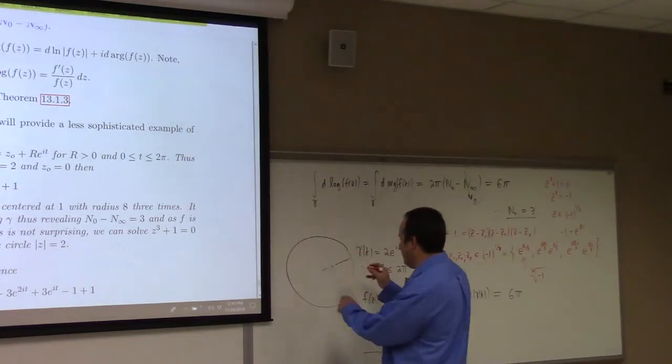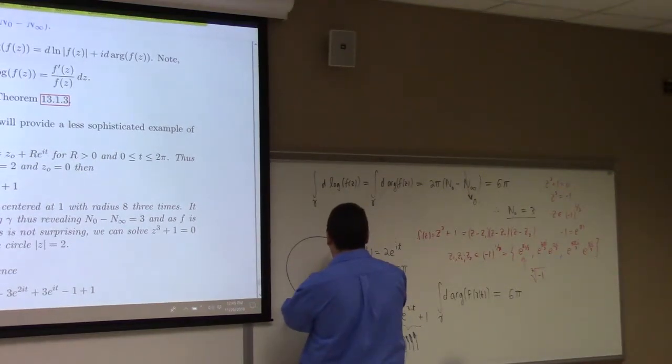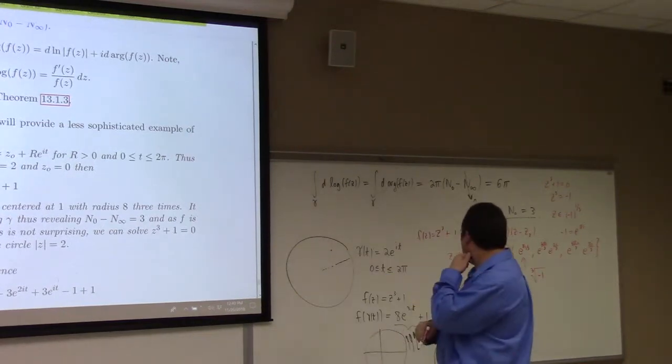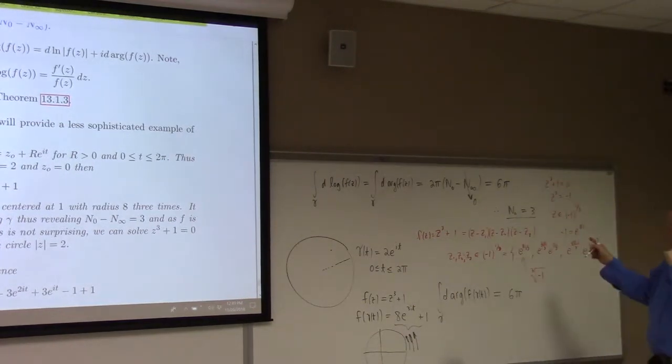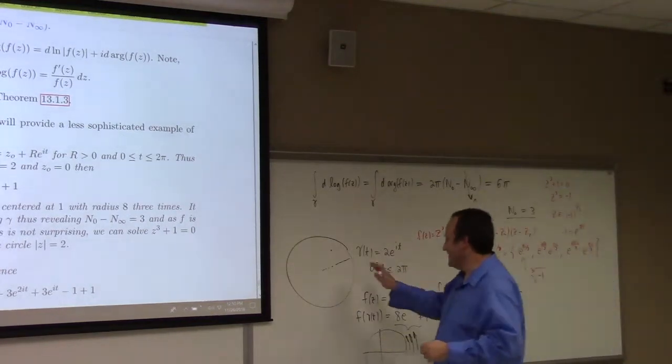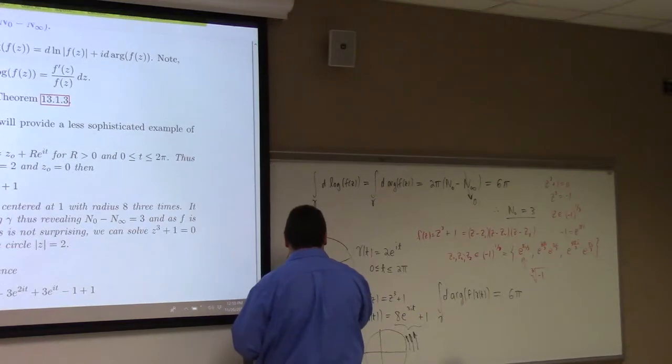e to the pi over 3 is about here-ish, right? That seems wrong. I'm an idiot. What's wrong with me? If I plug in minus 1, does it work? Yeah. Minus 1 should be one of these. Is minus 1 one of these? Oh, okay. I feel better then. The picture I was starting to draw was bogus.